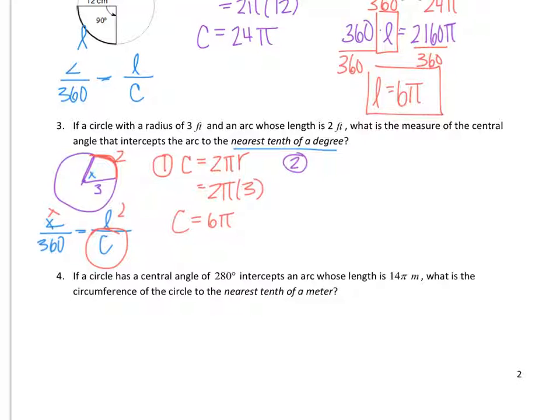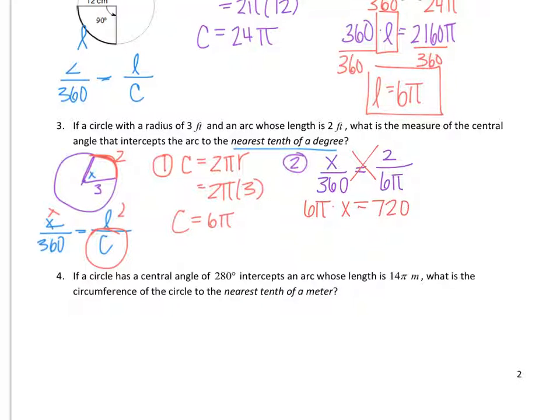So I found circumference to be 6 pi, and then from here we're going to plug into our proportion. X over 360 equals 2 over 6 pi, because the arc length was 2 feet over the circumference was 6 pi feet. From here we cross multiply, so we have 6 pi times x equals 720.